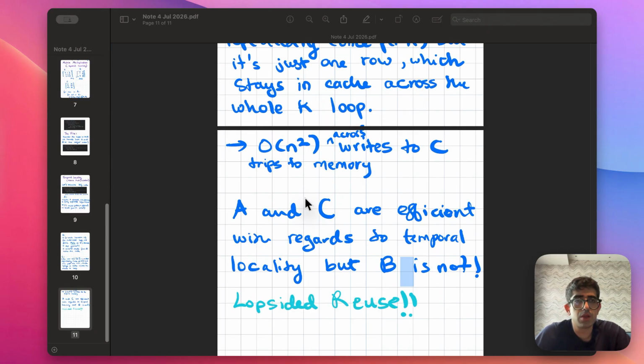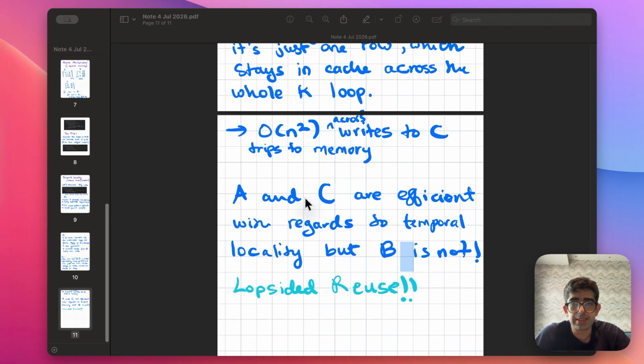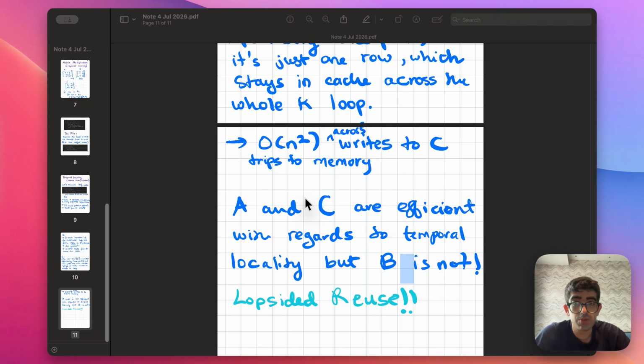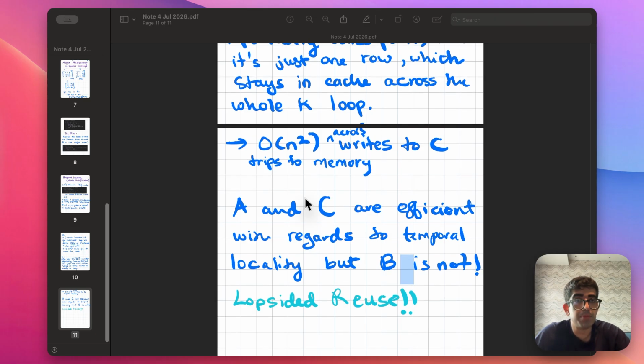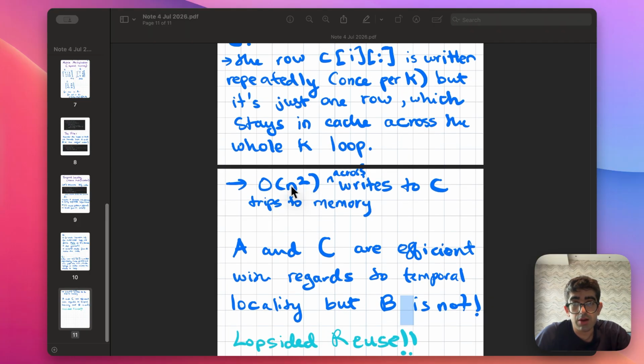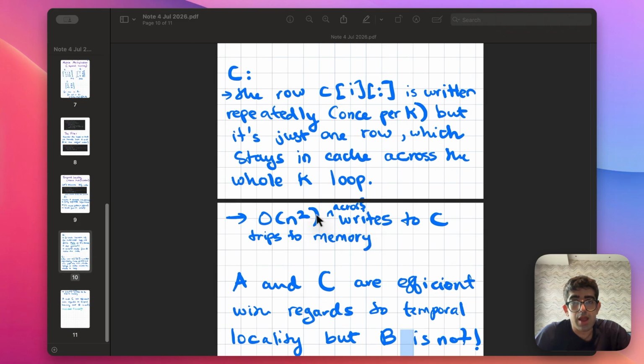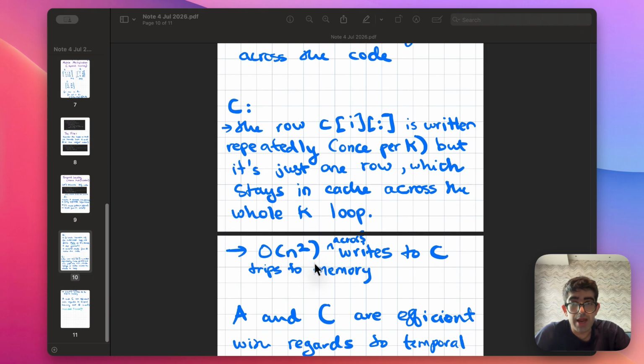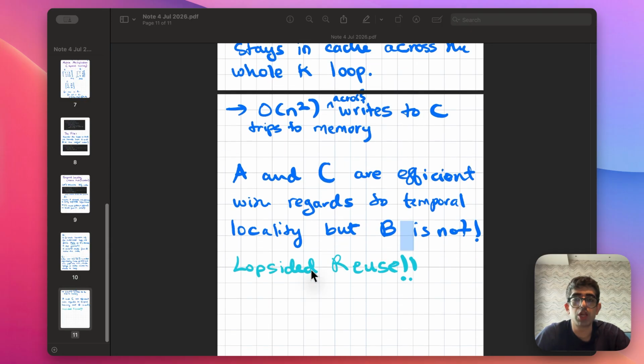And thus, we come to the conclusion that A and C are efficient with regards to temporal locality, but B is not. And the reason for that is that we have quadratic, or O of n squared, trips to memory for A and C, but O of n cubed trips to memory for B. And this is clearly an example of lopsided reuse, which we will find a solution to now.